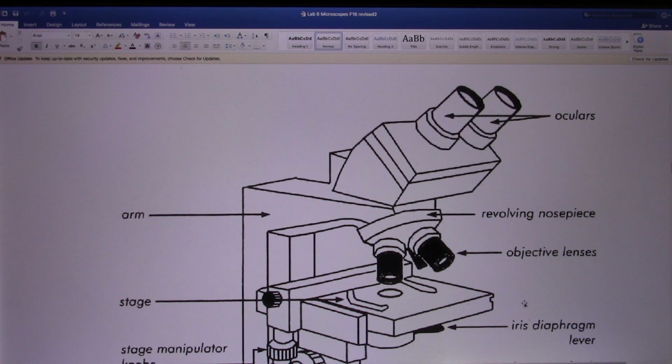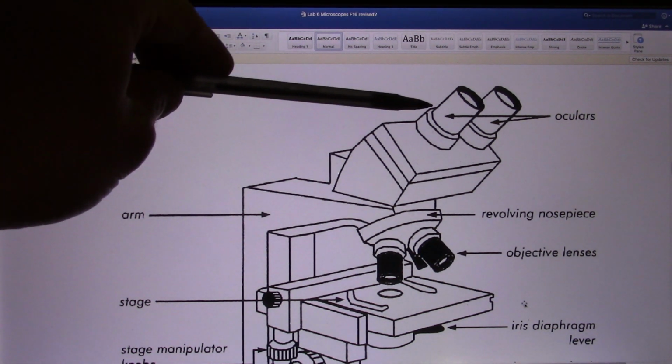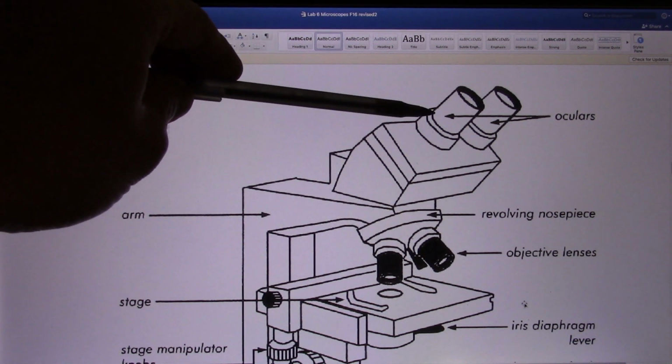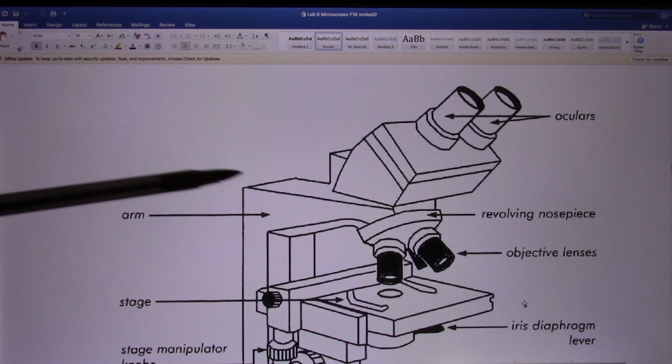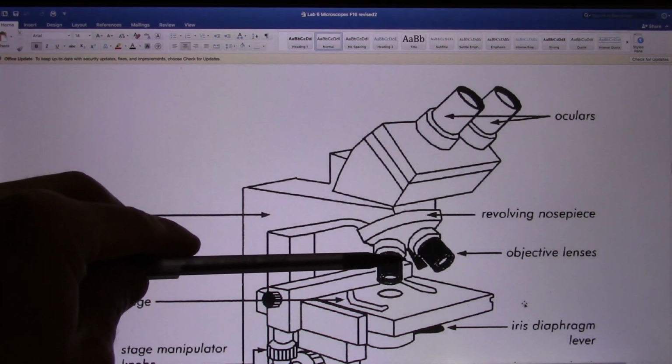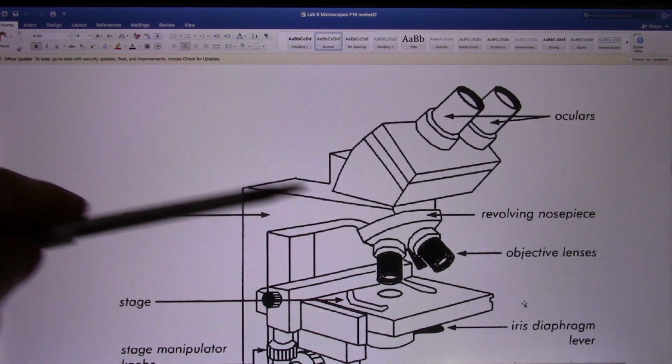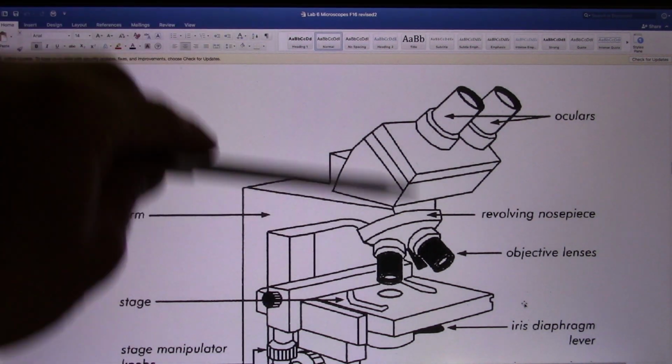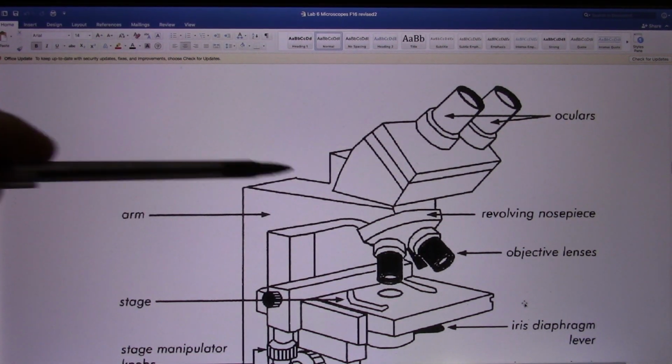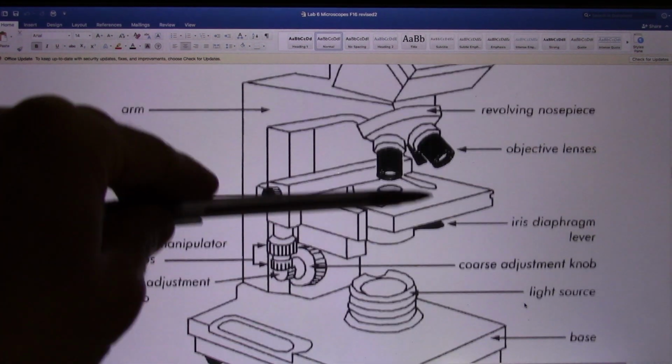Like in the lab practical, I'll give you a microscope. I'll ask you, what's this? It's called the ocular or ocular lens. And I'll ask you, what's this? It's called the objective lens or objective. Don't tell me it's lens. You have so many lenses in the microscope. And this part is called the arm, and this is the stage.